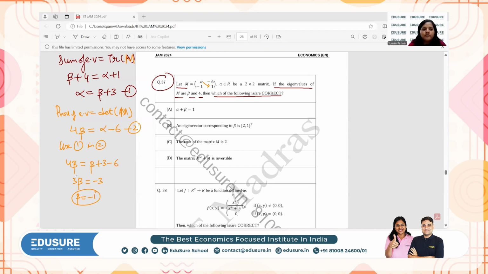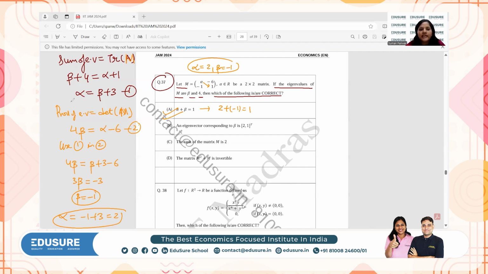If we use beta equals minus 1 and 1, so alpha equals minus 1 plus 3, which is 2. So now we explicitly have the value of alpha as 2 and beta as minus 1. So for the first option, alpha plus beta, 2 plus minus 1 is 1. So this is correct. We have to mark all the correct options.